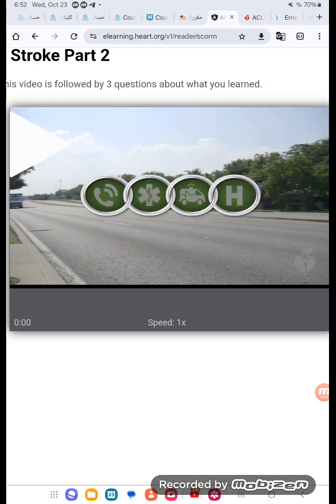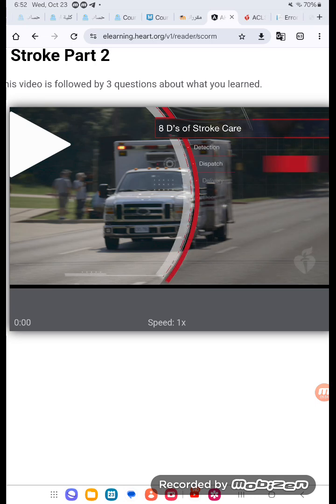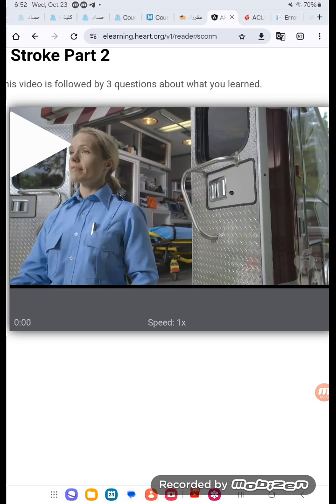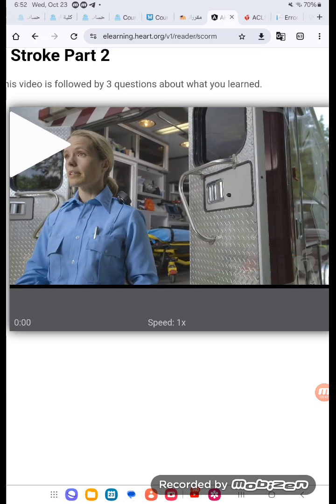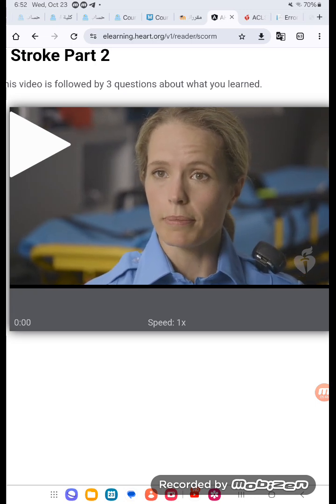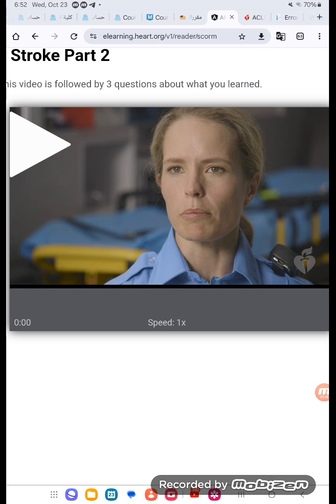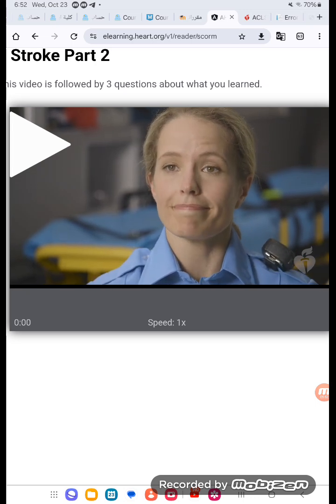The second link in the stroke chain of survival is rapid EMS dispatch. This is also the second D in the 8 Ds of stroke care: dispatch. Strokes receive a high dispatch priority, and we try to get there as quickly as possible. Part of the reason to get to them quickly is in case there's a life-threatening problem, but another part is to get them to a stroke hospital where fibrinolytic treatment can be administered and possibly reverse the damage.